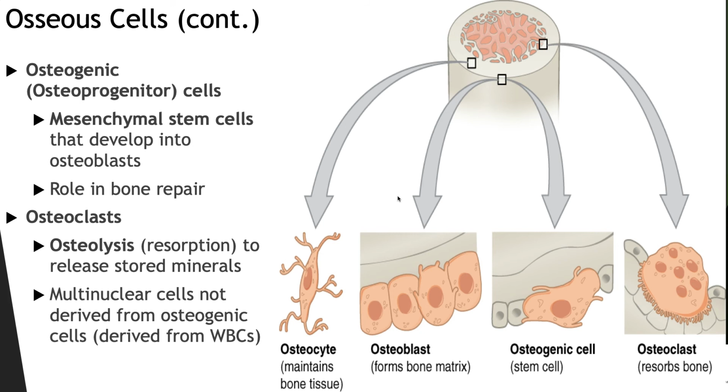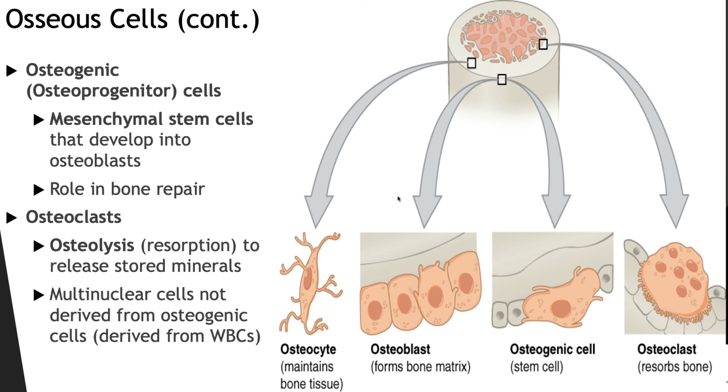In addition to those two, you have osteoprogenitor cells, which are mesenchymal cells located within the periosteum and the endosteum. These stem cells divide to produce daughter cells that differentiate into osteoblasts and are important for the formation of osteocytes. And finally, you have osteoclasts, which are considered bone-digesting cells that remove and recycle bone matrix. These are giant cells with 50 or more nuclei.